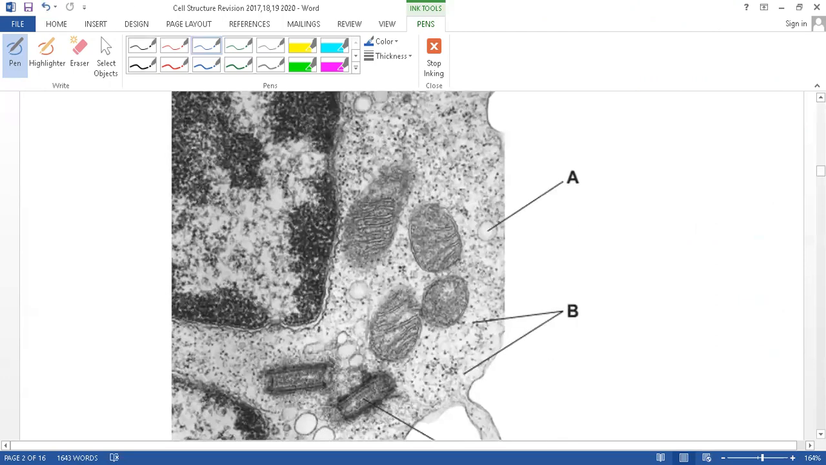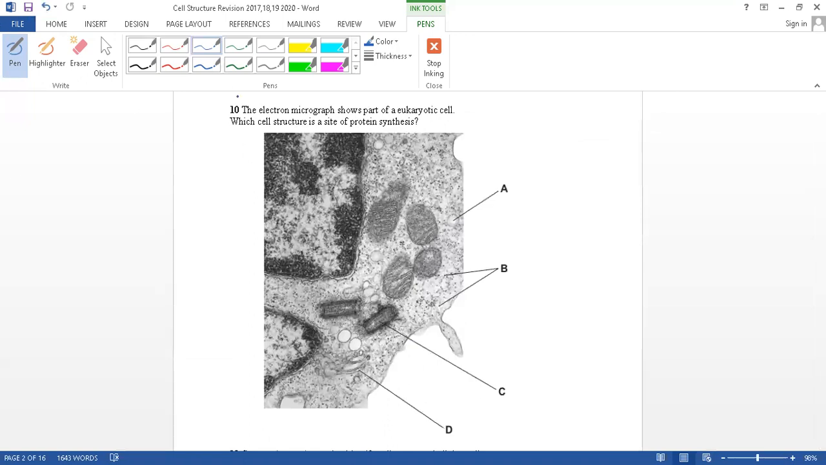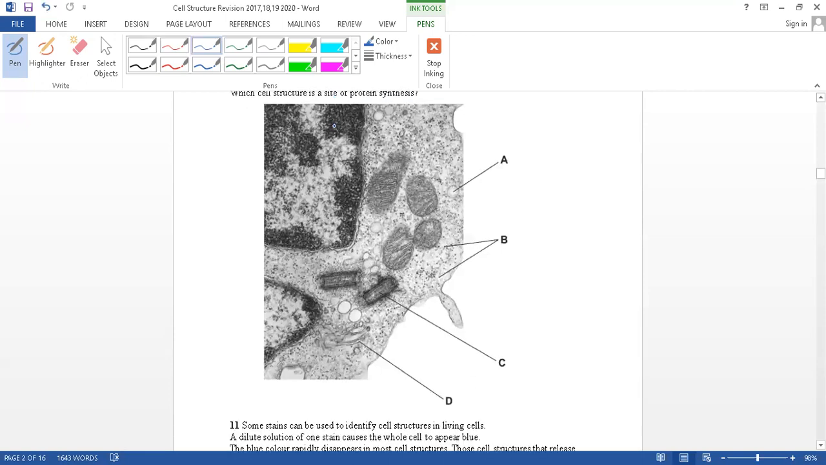Okay, now I want you to do this yourself. This is the electron micrograph taken from an electron microscope. It shows part of a eukaryotic cell. Which cell structure is the site of protein synthesis? Which one do you think it is? Can you recognize these structures? Can you tell me what A, B, C and D are, and what is the site of protein synthesis?